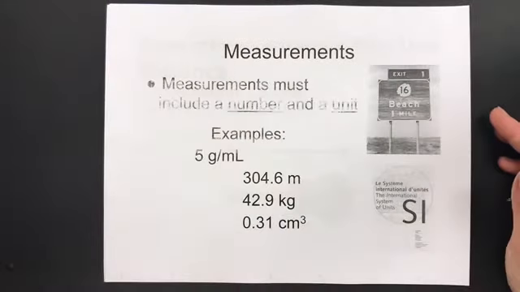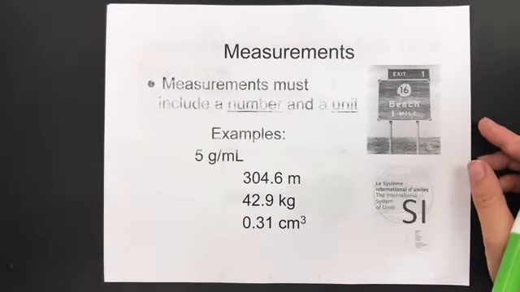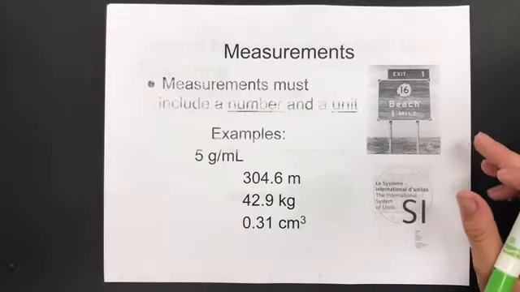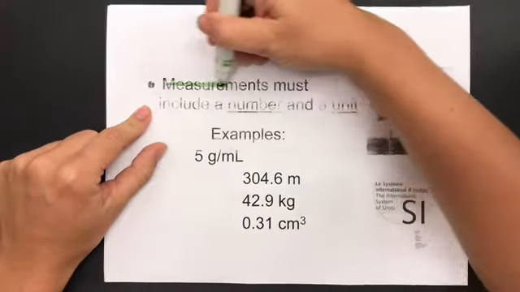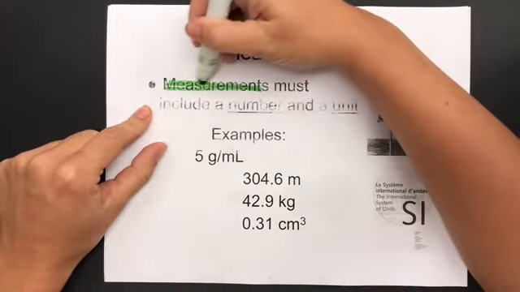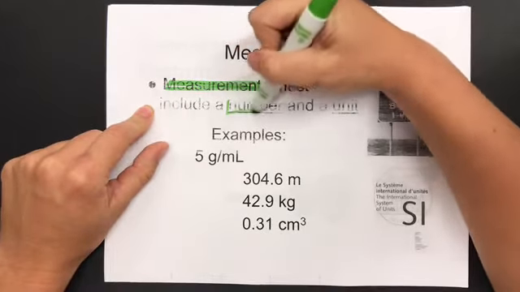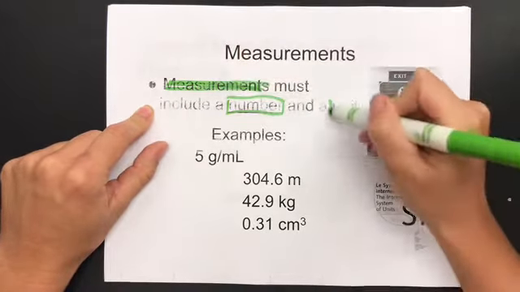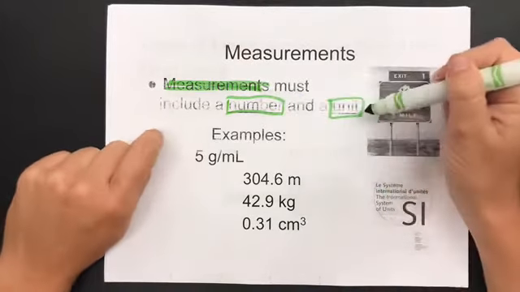In America, we don't use SI. We use a different system. But in the scientific world, you're going to have to know how to use the metric system. So a measurement, when we do problems in class or we do a lab or anything like that, a measurement has to include a number and a unit. So a measurement has to have a number and a unit.